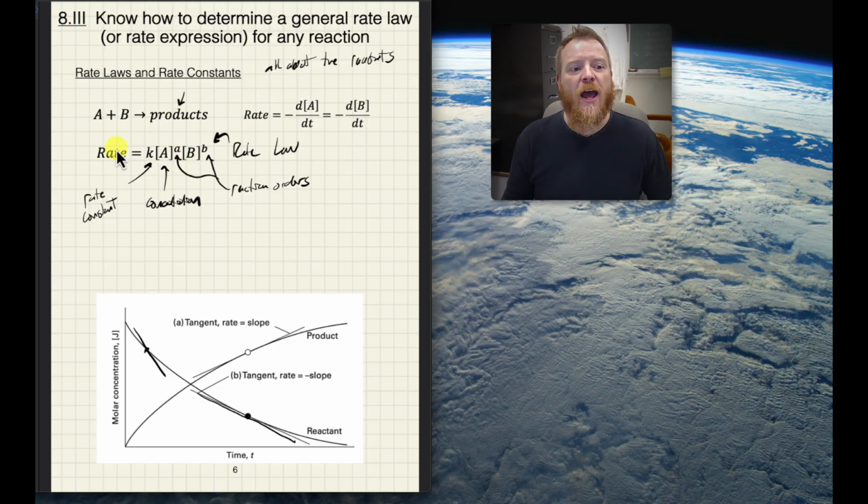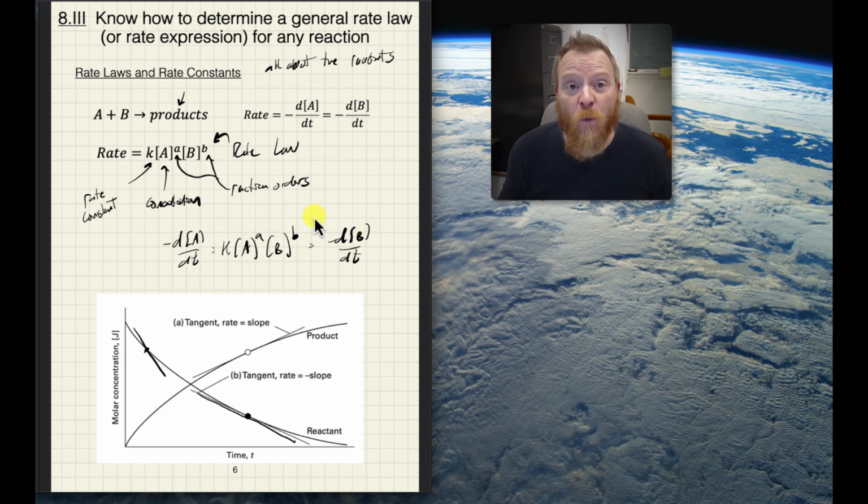Now what we can also see, because I wrote this generic rate, is that we could make the rate law equal to the rate of A by replacing rate with negative dA by dt equals k times [A] raised to its order times [B] raised to its order. Or we could write that with respect to the rate of B. So I'll just put that also equal to that rate. So we can put either one of those in this expression, and as long as we've considered the right relative stoichiometric coefficients, then both are correct.